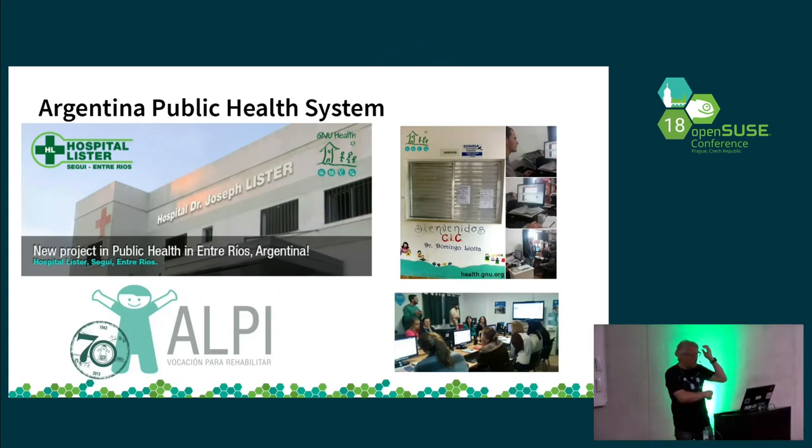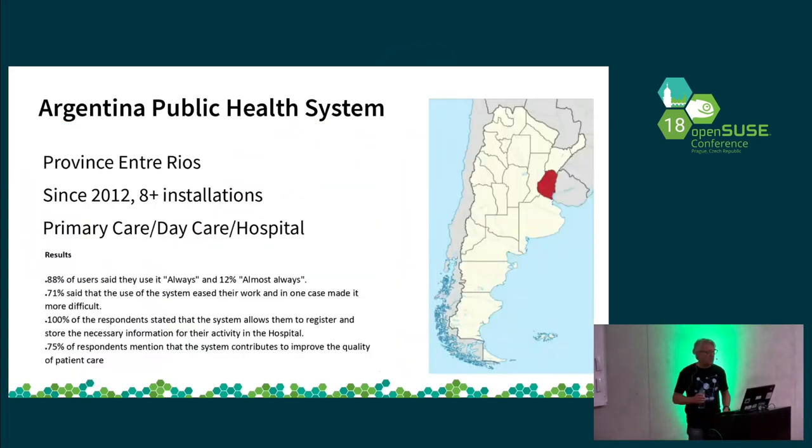Lista Hospital is a fairly small hospital with only a couple of beds. It has a laboratory, it has emergency, it has around 25 doctors, and it's one of the 8+ installations that we're having in Entre Rios. The mixture here is different. We have primary care and daycare institutions. That means that people are not staying overnight, outpatients. And we're having as well hospitals in there.